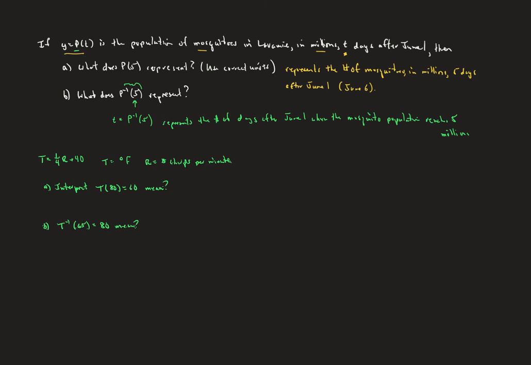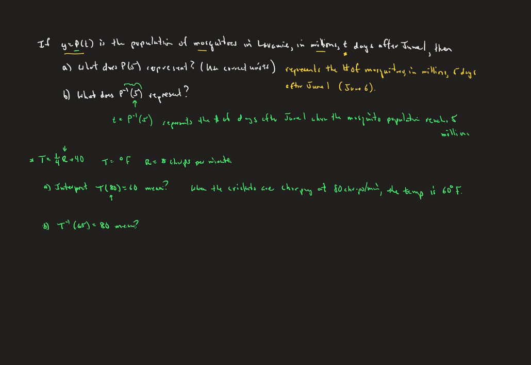So in our temperature function given here, we are inputting the chirps per minute. So that's telling us that when the crickets are chirping at 80 chirps per minute, the temperature is 60 degrees Fahrenheit. Okay, so the input was the 80, so that's what we're going to plug in as our independent variable in this case.